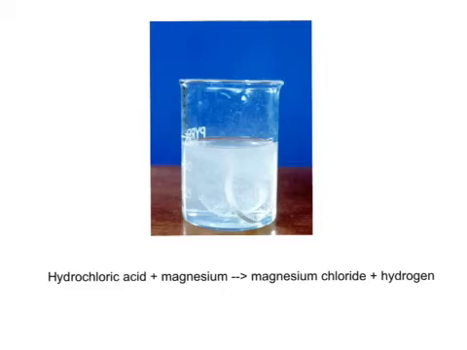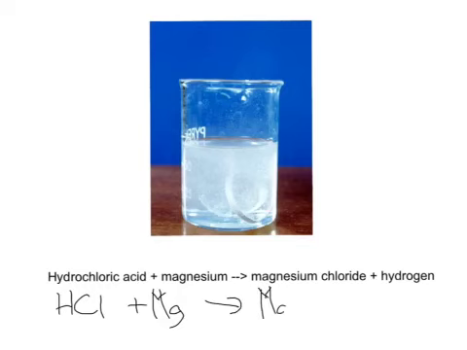So the next type of reaction we're going to look at here is when you react an acid to a metal. So you have hydrochloric acid in here, and just a sheet of magnesium. This is pure magnesium being dropped into hydrochloric acid. All right, let's have a look to see how that one looks. Hydrochloric acid plus magnesium causing magnesium chloride plus hydrogen gas.